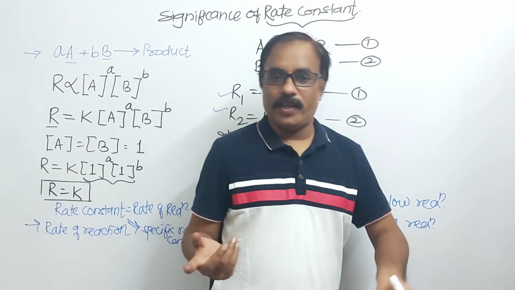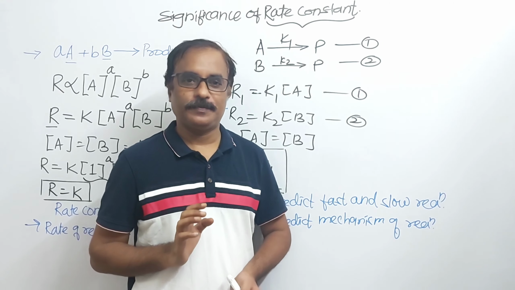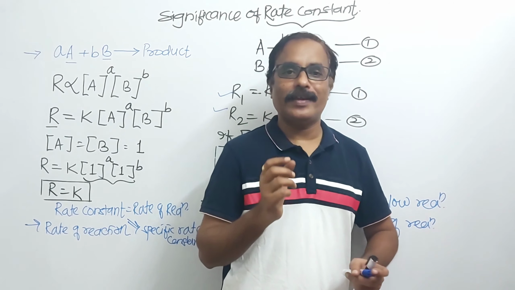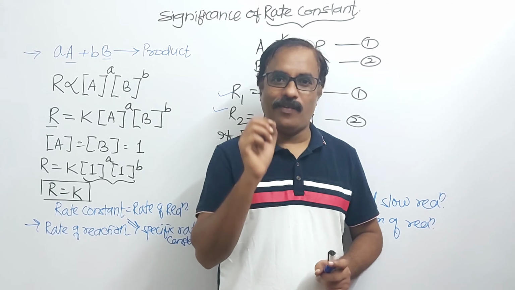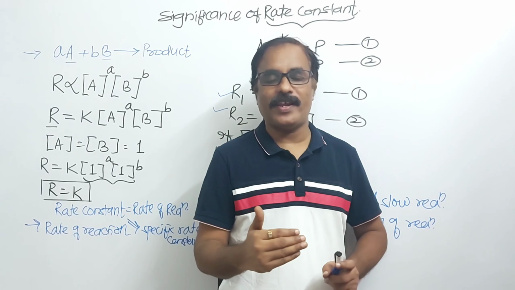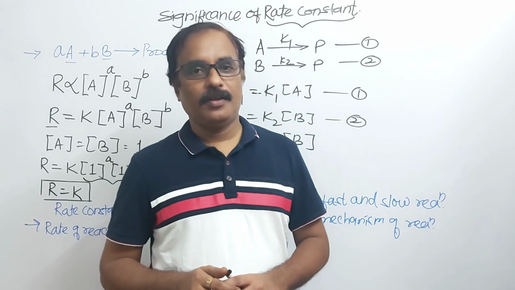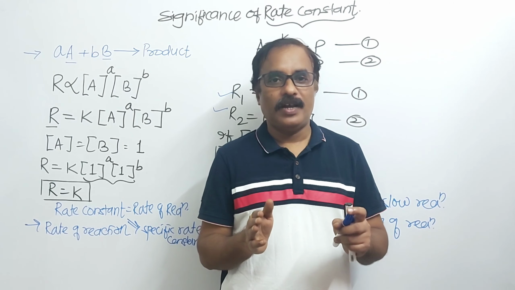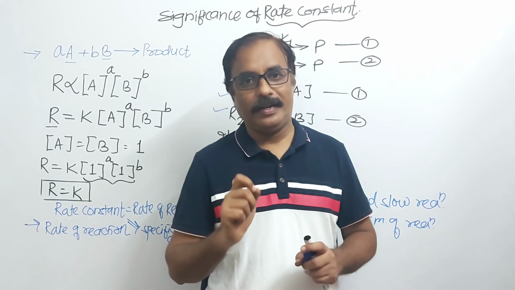We know that the rate of reaction depends on what? The slow step. And the slow step is the rate determining step, isn't it? And these are the significances of the rate constant. Number one, we can predict the rate of reaction. Number two, we can predict slow and fast reactions. And by using this comparison, we can study the mechanism of reaction. So these are the important significances of the rate constant, isn't it? So we can decide by using comparison of reactions.